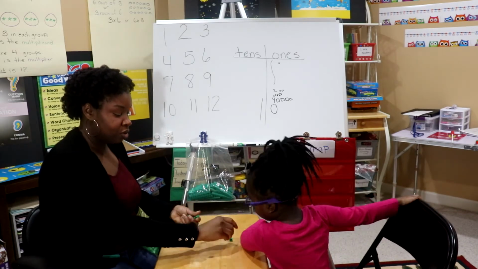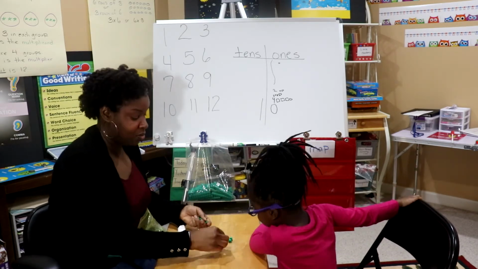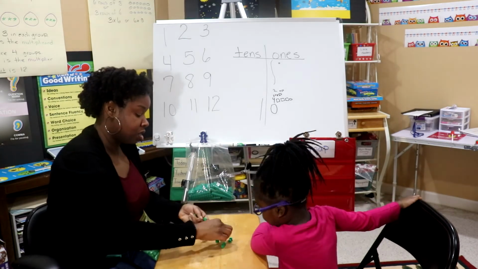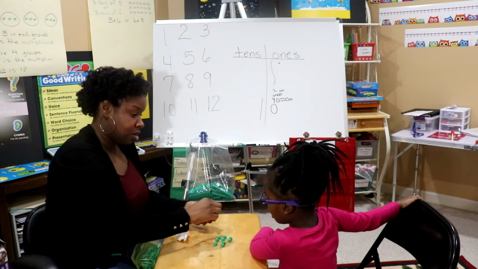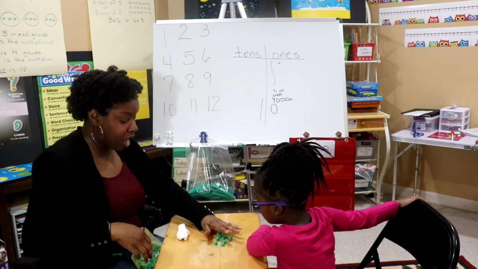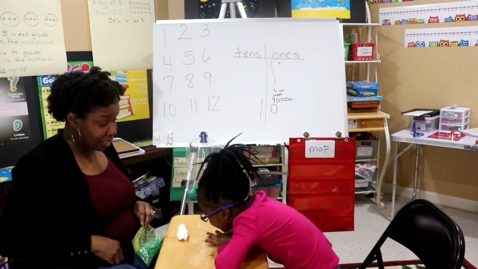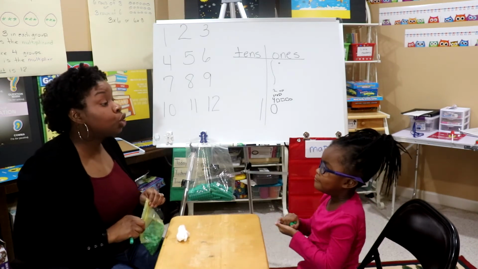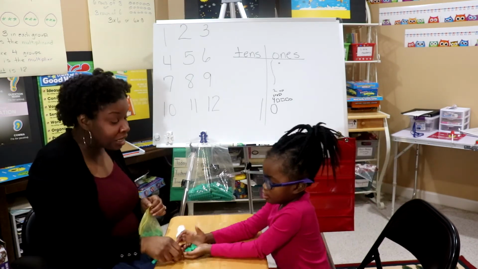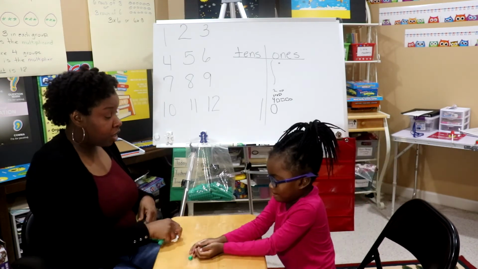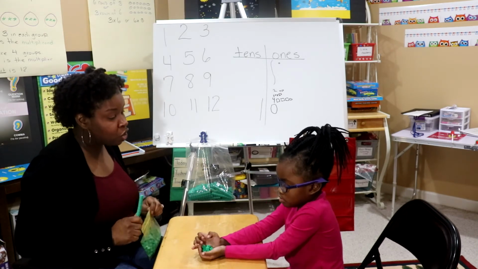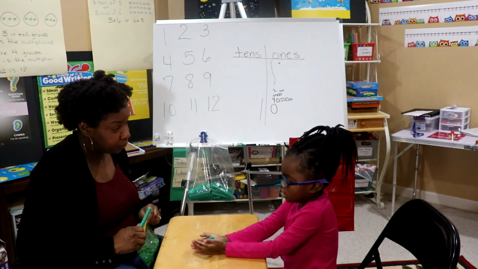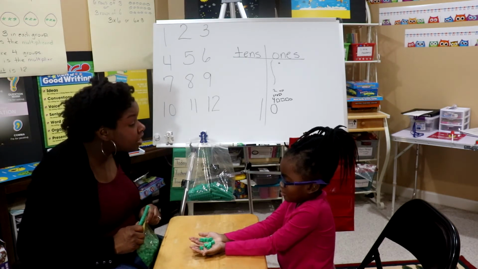1, 2, 3, 4, 5, 6, 7, 8, 9, 10, 11. Okay, so we have 11 ones. Now, we're going to regroup them and change them out. So, in order to change them out, in order to regroup them, you tell me, what do I need to do? Take some away. So, how many are we going to take away?